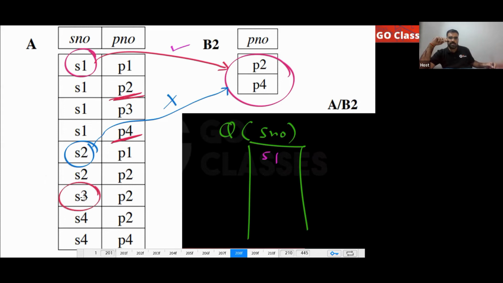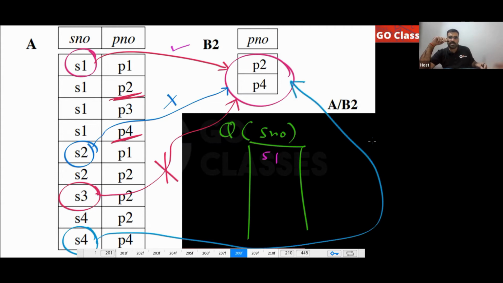What about S3? Again, S3 is also not paired. Yes or no? S3 is not paired with everything here. Agree or not? S3 is not paired with P4. What about S4? Is it paired with everything here? Yes, this is paired with P2 and this is paired with P4. So you can put S4.